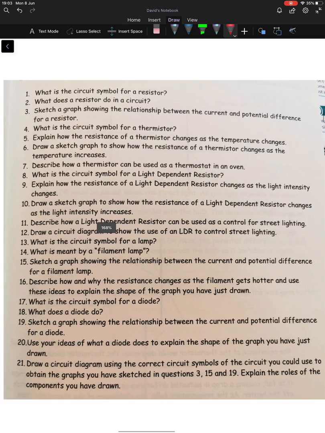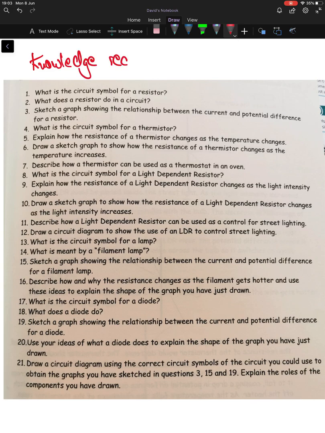Right, second activity that I'd like you to have a go at then. How many of these knowledge recall questions can you answer? Pause the video. Separate sheet of paper, a notes page, something like that. How many of them can you have a go at? Doesn't matter if you can't do all of them. See how many of them you can do.